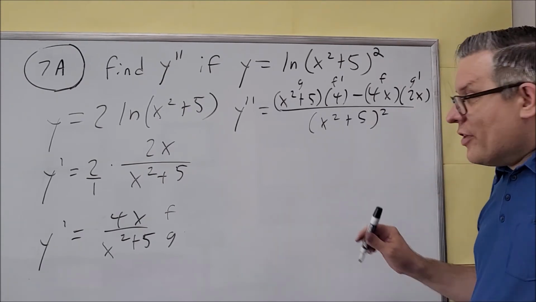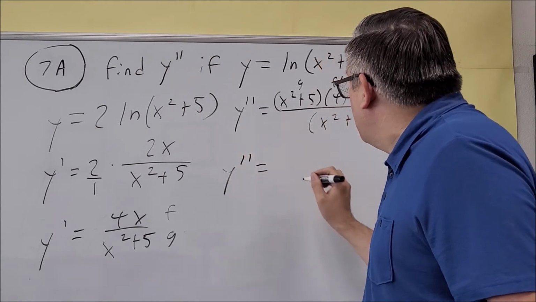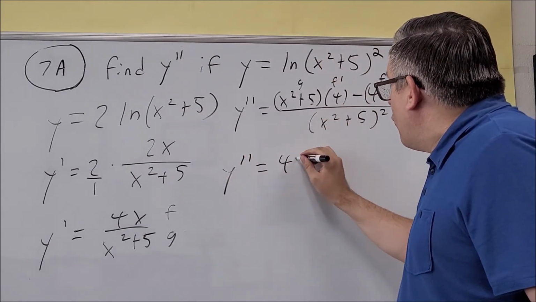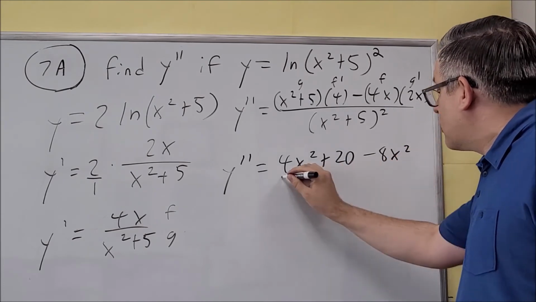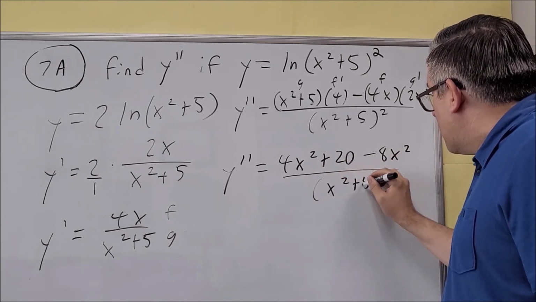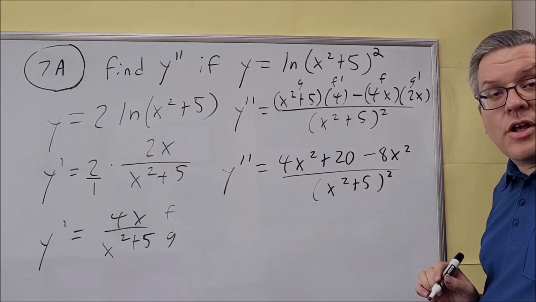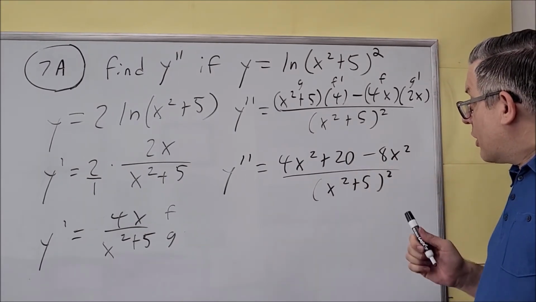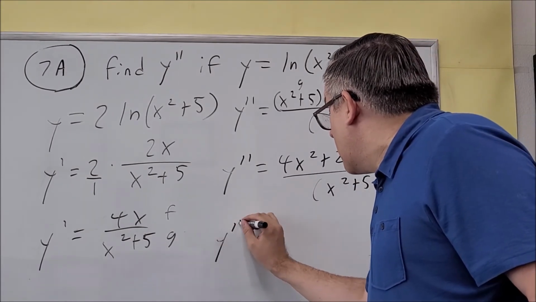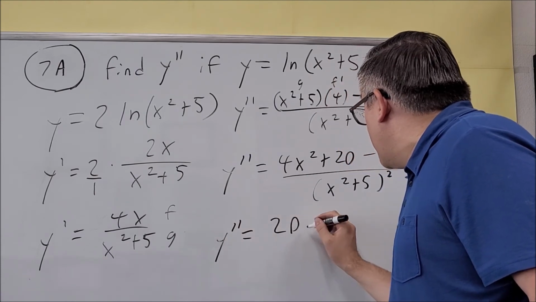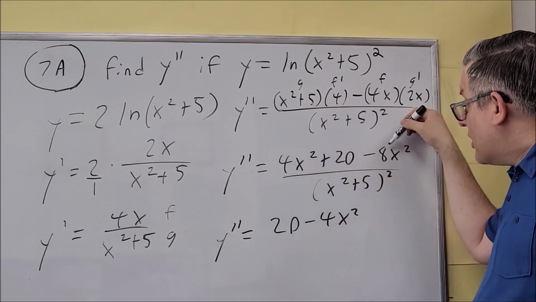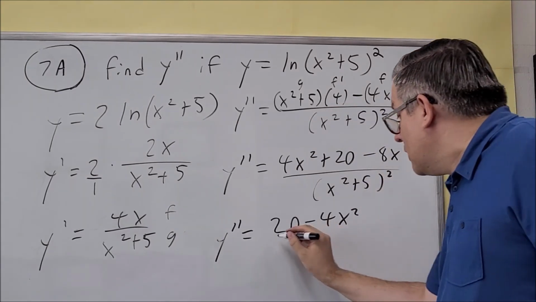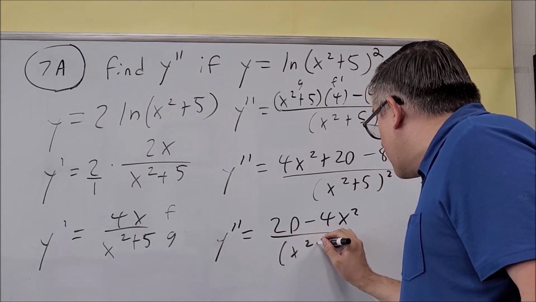Now we just need to simplify this and add like terms. Multiplying that out, we'll get 4x squared plus 20 and then minus 8x squared. The bottom is still the same. Again, don't worry about expanding that one. Then we're just going to combine the like terms together to get the answer. On top, you're going to have 20 minus 4x squared because 4 minus 8 is negative 4 there. And then on the bottom, we just have this.